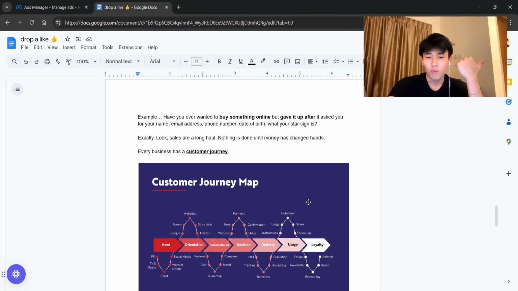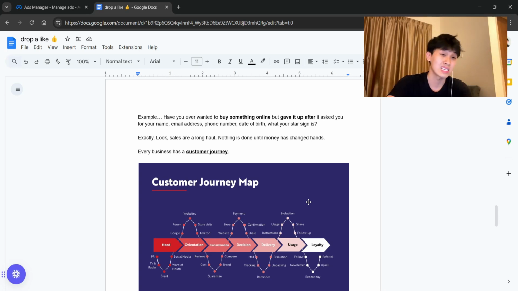Have you ever wanted to buy something online and gave up because the website just asked you for so much information that you feel annoyed? And that's exactly my point. And running ads is essentially sales. Now, sales is a long haul, right? Nothing is done until money has changed hands.